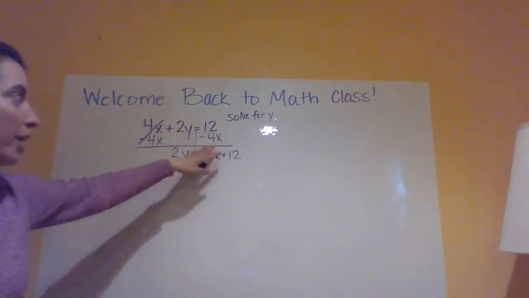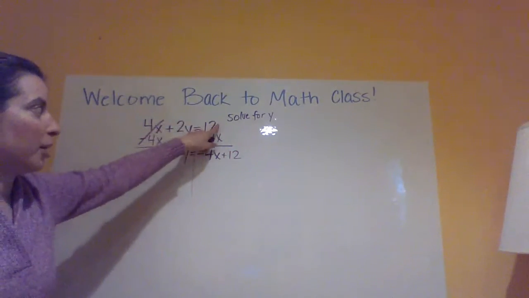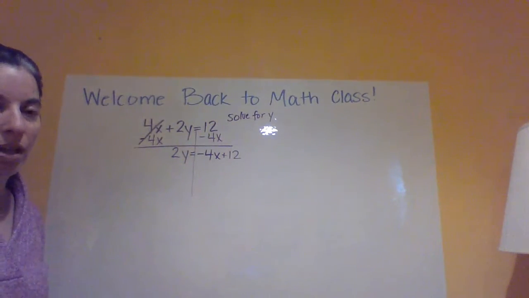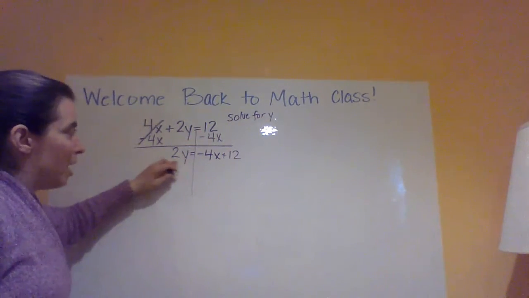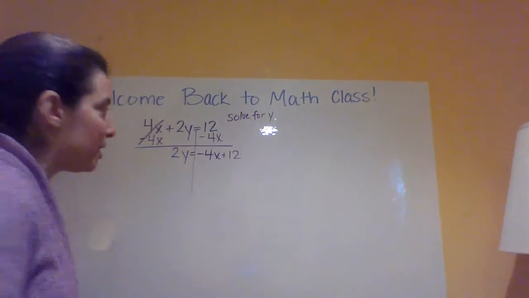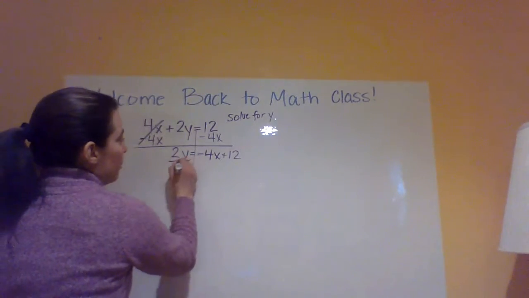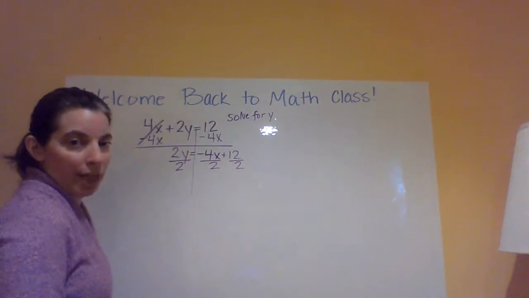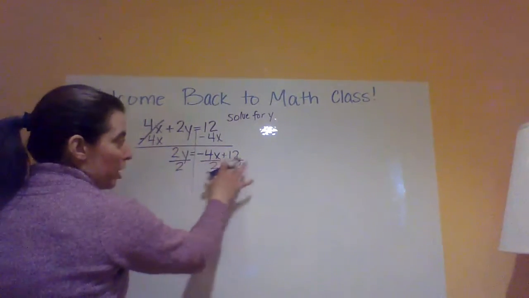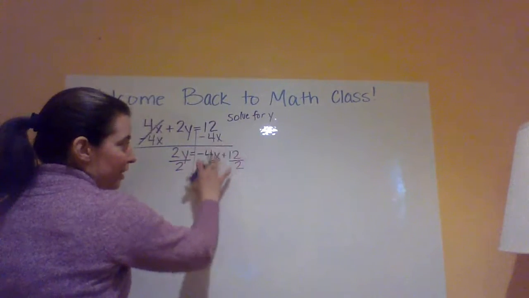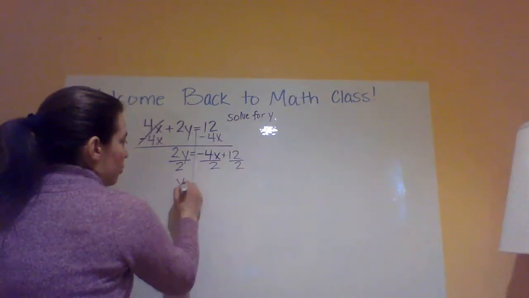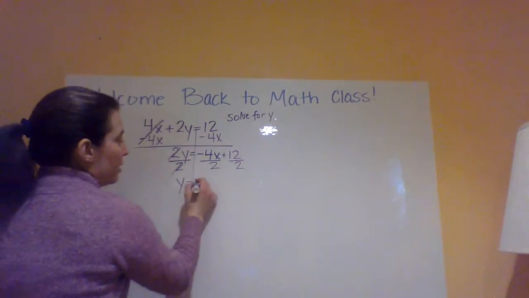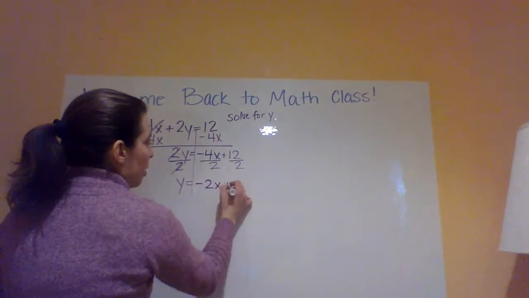What I can't do is say 8x. I can't combine these, right? Because this one does not have an x, and this one does. They're not like terms. So now I want to get the y by itself. Right now y is being multiplied by 2. I want to divide every single term by 2. Every term, whether they have x's or not, it doesn't matter. So y, because 2 divided by 2 is 1, so I just have 1y equals negative 2x plus 6.